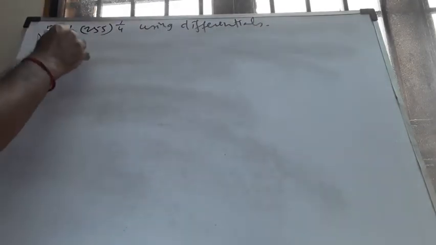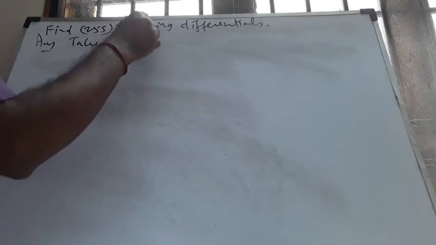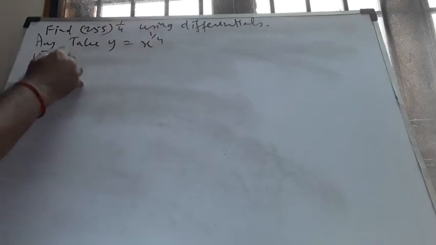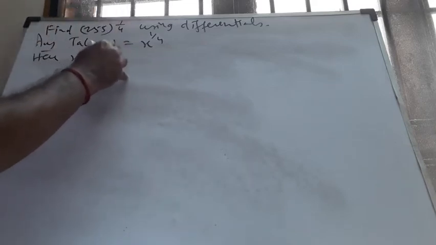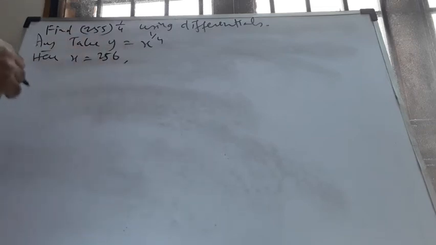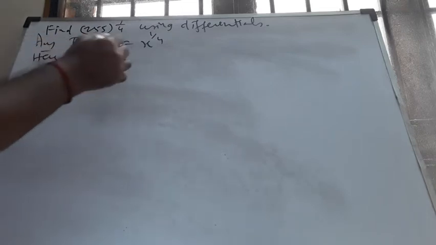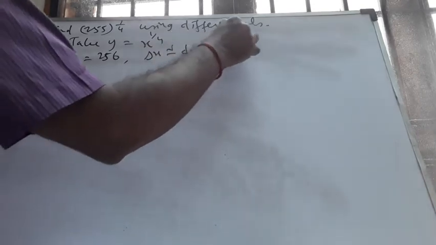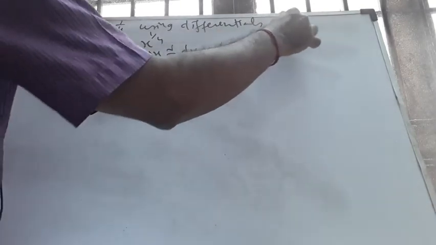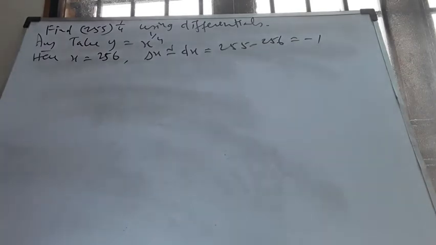Okay, answer. Take y is equal to x power 1 by 4. Here x is equal to the perfect fourth power, which is 256. That is 4 into 4 is 16, 16 into 4 is 64, 64 into 4 becomes 256. Now delta x is approximately equal to dx, which is 255 minus 256, which is minus 1. This is negative in this case.